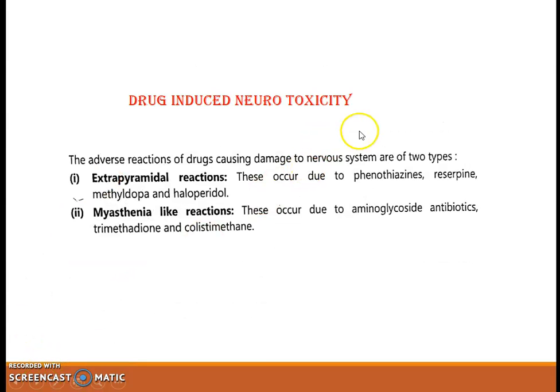Drug-induced neurotoxicity. The adverse drug reactions are causing damage to the nervous system. There are two types: extrapyramidal reactions and myasthenia-like reactions. So, extrapyramidal reactions occur due to phenothiazine, reserpine, methyldopa, haloperidol, whereas myasthenia-like reactions occur due to aminoglycoside antibiotics, trimethadione, and cholecystine.